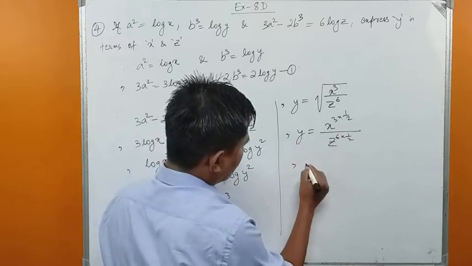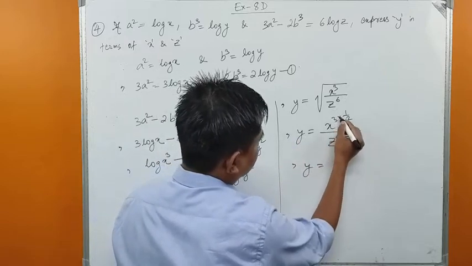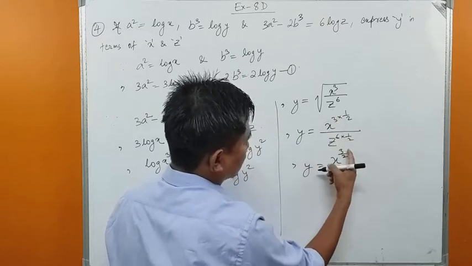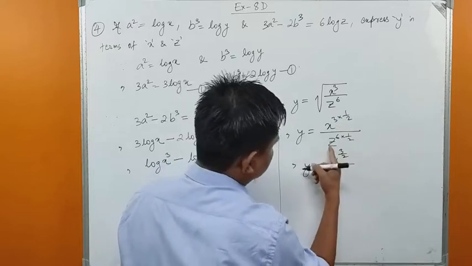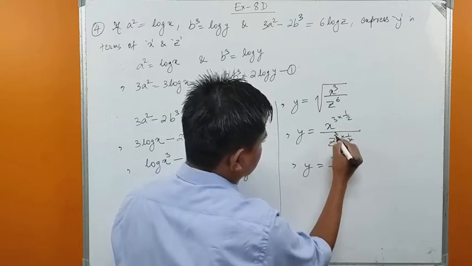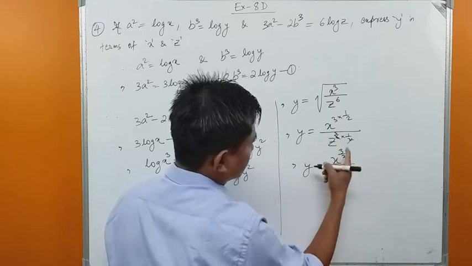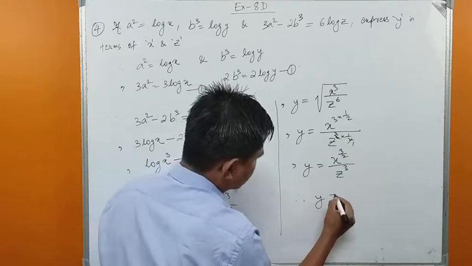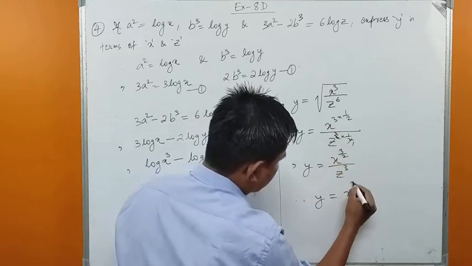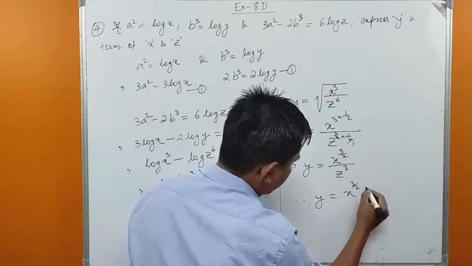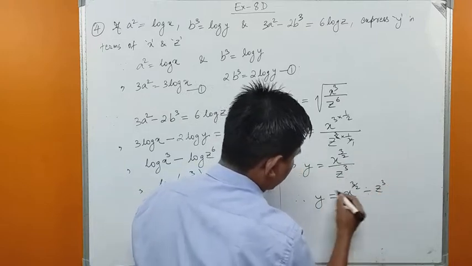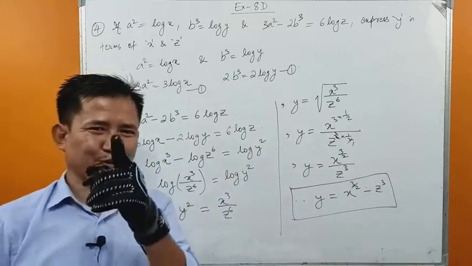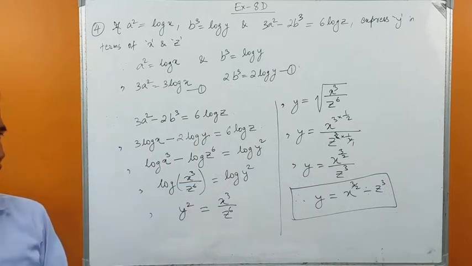Or y equals, 3 into 1 is x to the power 3 by 2, upon z, 2 ones are 2, 2 3s are 6, so z cube. Therefore y equals x to the power 3 by 2 divided by z cube. Okay, so this is the value of y in terms of x and z. I hope you got this. Now let us move on to the next question.